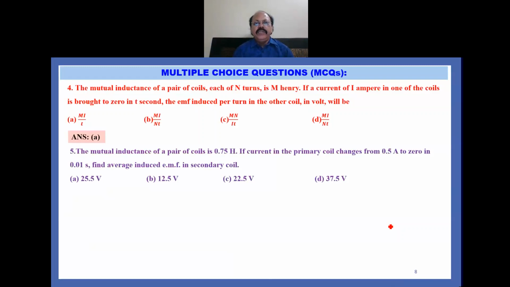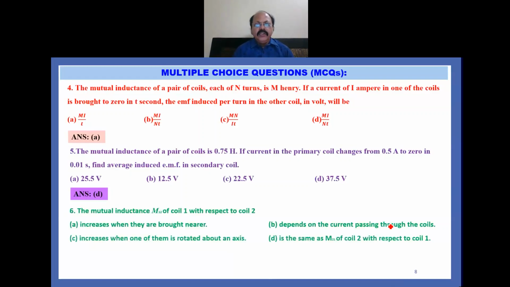Similarly, fifth question, the mutual inductance of a pair of coil is 0.75 Henry. If current in the primary coil changes from 0.5 Henry to 0 in 0.01 second, find the average induced EMF in secondary coil. So apply the concept. Formula is simple. E equal to M di upon dt. Each and everything is given here. Substitute it and find out the answer. Your answer should be D.